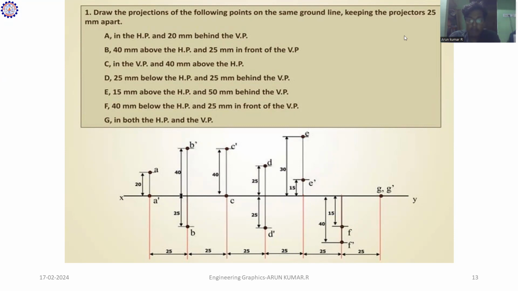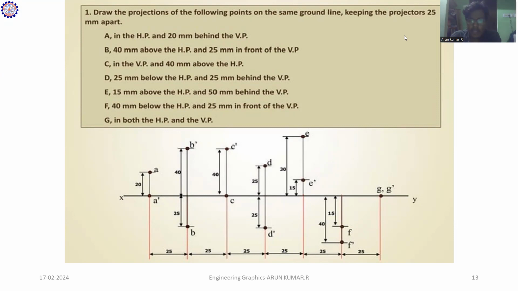But 20 mm behind the VP, we have to understand what behind means. Behind means the point is always 20 mm above the XY line. So we have to predict which quadrant it lies in. First of all, here is an easy technique for understanding. Above means always above the XY line, in front is always below the XY line, and behind is above the XY line. These are the techniques we use for understanding the projection of points problems.